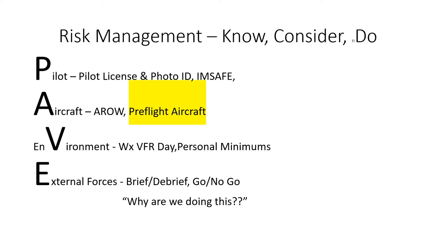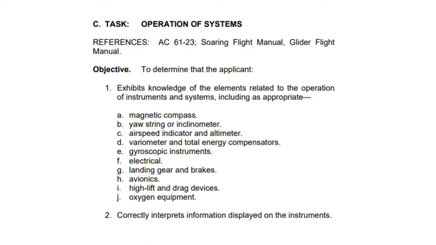So here we are. If we were in the PTS, the examiner would be talking about task C, this part of your operations of systems. Again, it's exhibits knowledge of the elements related to the operation of the instruments and systems, including as appropriate. So when they say as appropriate on actual test day, they can only test what's on the glider that you're using for your check ride. Okay, so there's a lot of things here. They kind of list a whole mouthful of things there, but if your glider doesn't have it, they're not going to test you on it that day. There's a few things they could ask about.